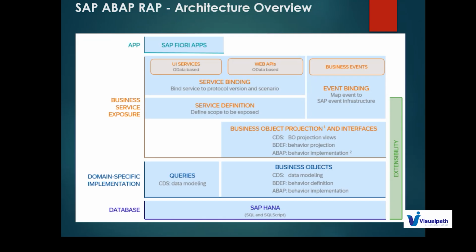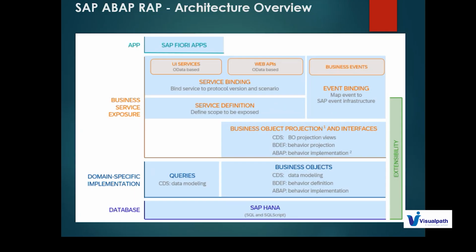Okay, this is the architecture. If you see ABAP RAP, at the bottom the database is SAP HANA. We all know that, and it works on SQL and SQL script. On top of that, we have a domain specific implementation. Domain specific means you write some ABAP code, you write some CDS views, and you do some data modeling. All these things are done in the domain specific implementation.